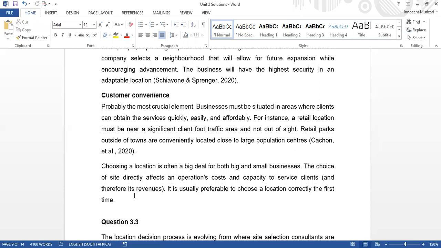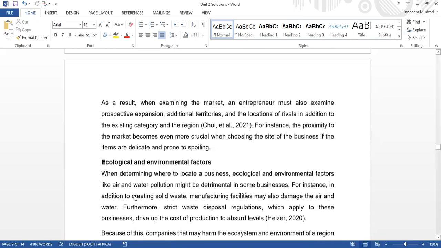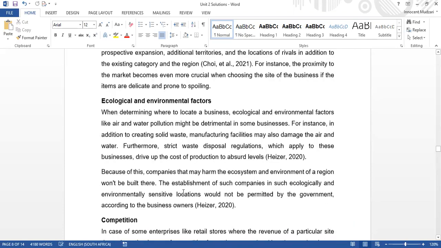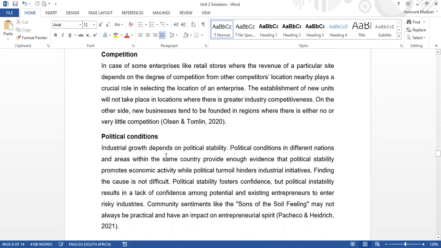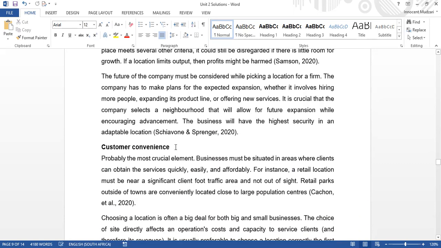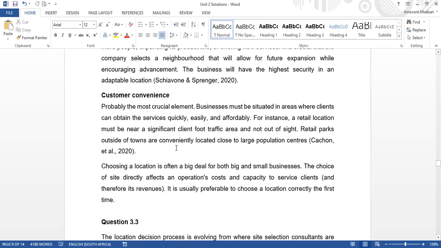Okay, right. So that's 3.2, about proximity to the market, ecological and environmental factors, competition, political conditions, growth potential, customer convenience. So you need to be giving examples as you expand this point. It's very, very important to give examples. It shows that you know what you are doing.